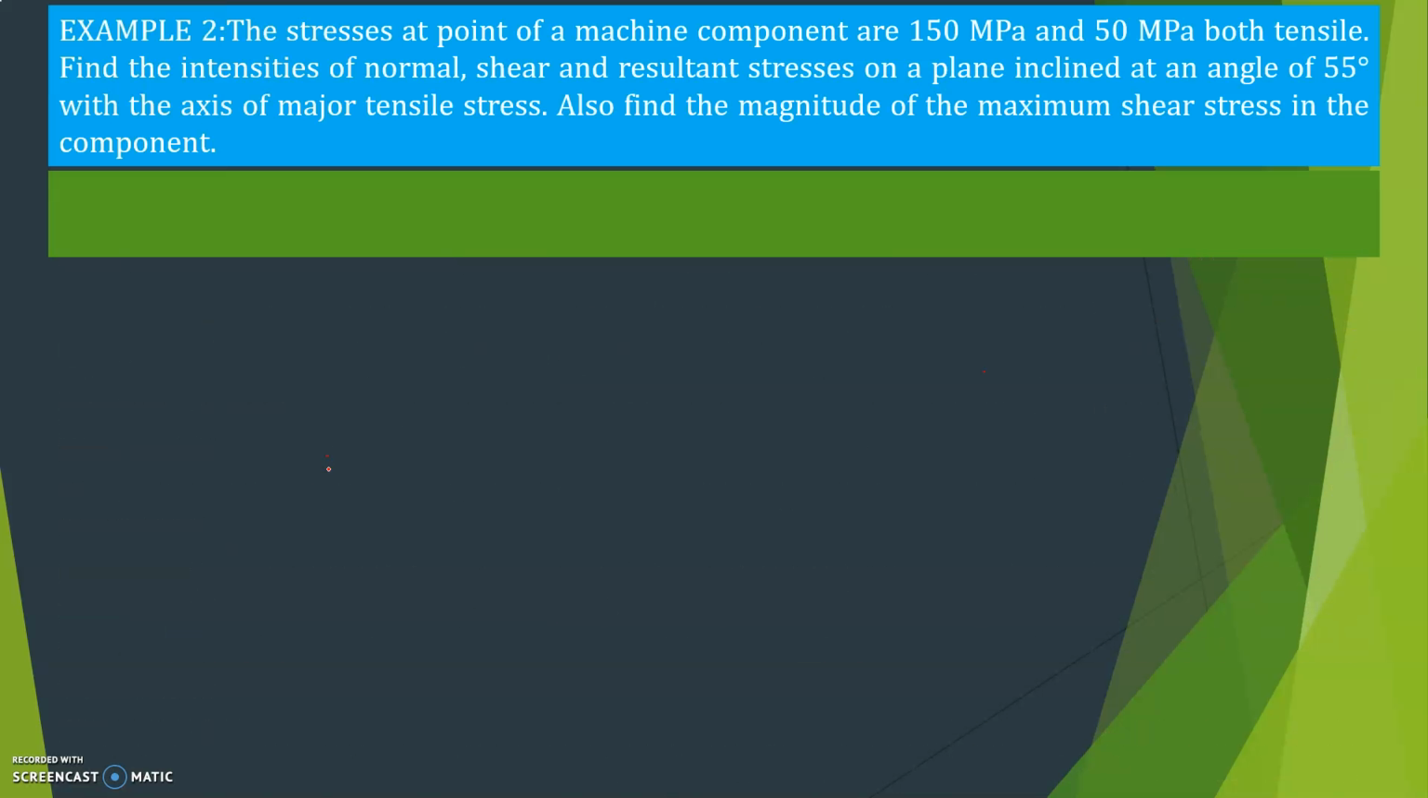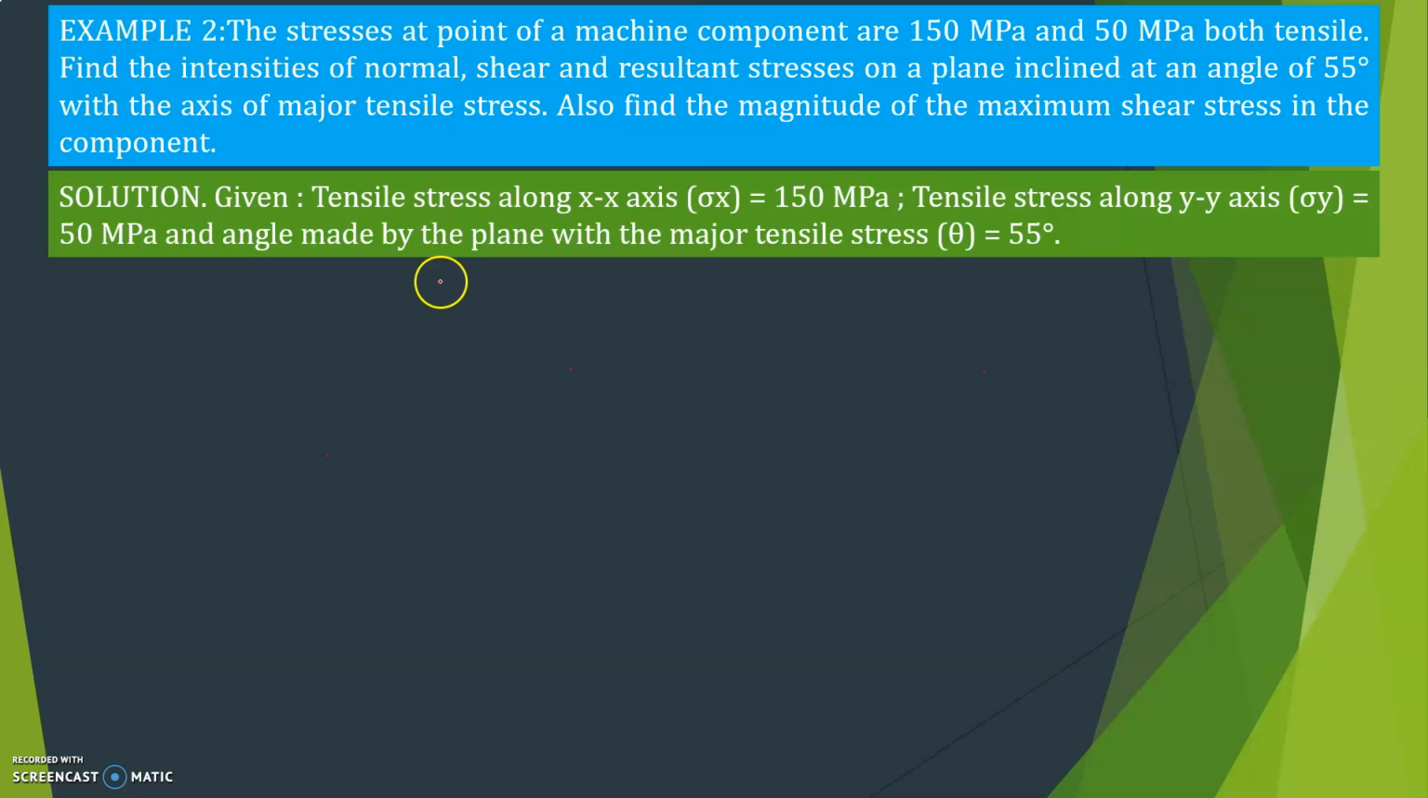Okay, the stresses at a point of a meshing component are 150 MPa and 50 MPa, both tensile. Find the intensities of normal, shear and resultant stresses on a plane inclined at an angle of 55 degrees with the axis of major tensile stress. Also find the magnitude of the maximum shear stress in the component. Okay, what is given here? Both are tensile stresses. Along the x-axis is 150 MPa and along the y-axis is 50 MPa. And the angle made by the plane with the major tensile stress is 55 degrees.